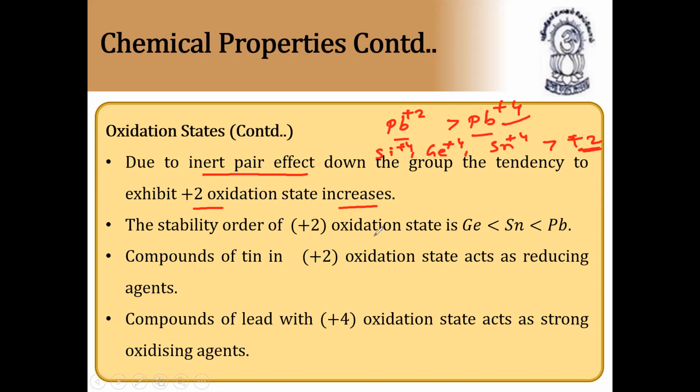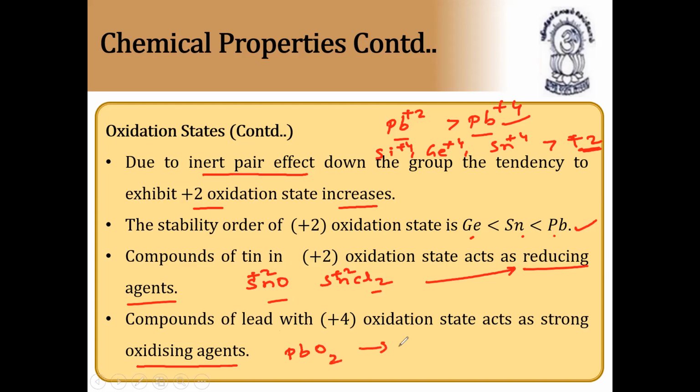So the stability order of plus 2 oxidation state is germanium less than tin less than lead. So lead is more. The compounds of tin in plus 2 oxidation state act as reducing agents because they are ionic in nature. So tin chloride, SnCl2, these are all plus 2 oxidation states. So these are strong reducing agents. Compounds of lead with plus 4 oxidation state act as strong oxidizing agents because of covalent character. They are acting as oxidizing agents.